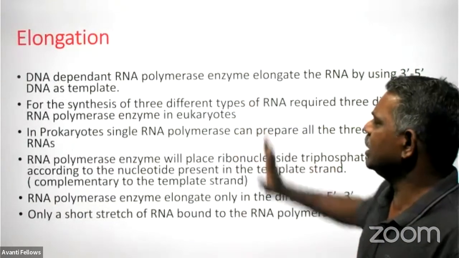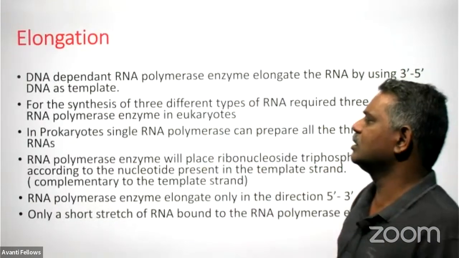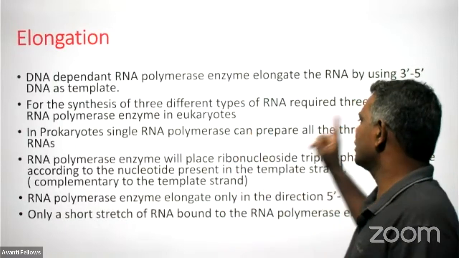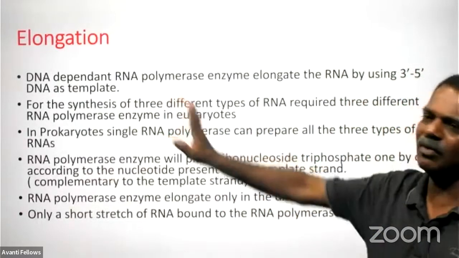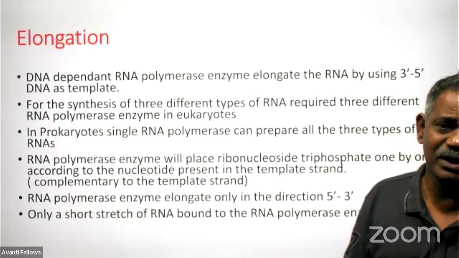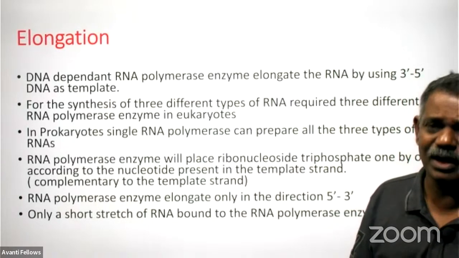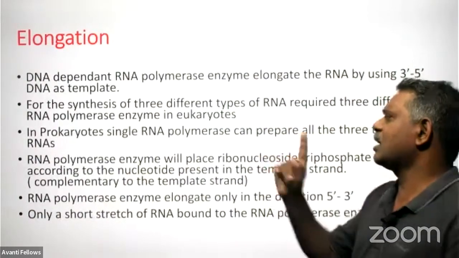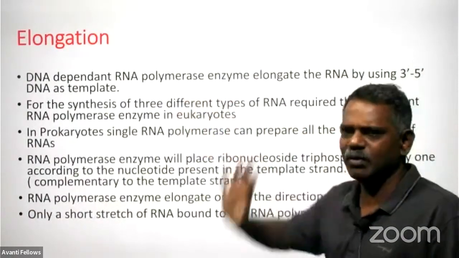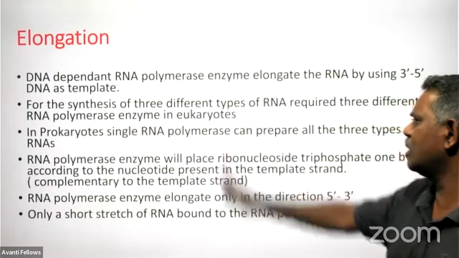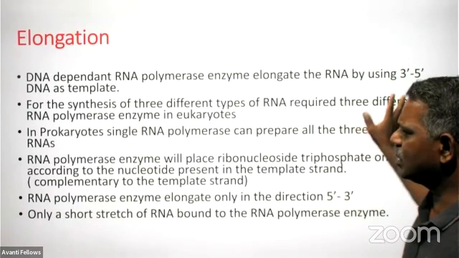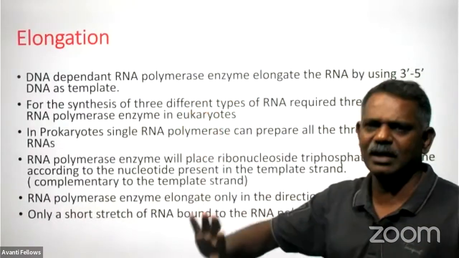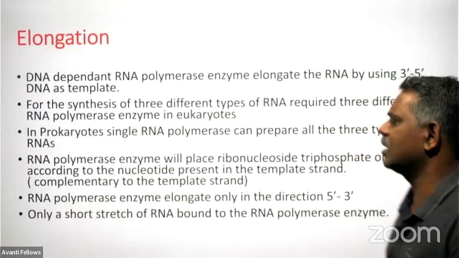That is in eukaryotes. In prokaryotes, a single RNA polymerase can prepare all types of RNAs. Remember, keep it in your mind. Unlike eukaryotes, prokaryotes like bacteria need only a single RNA polymerase, with no need of three types. A single RNA polymerase is able to produce all three types of RNAs, tRNA, rRNA, and mRNA.